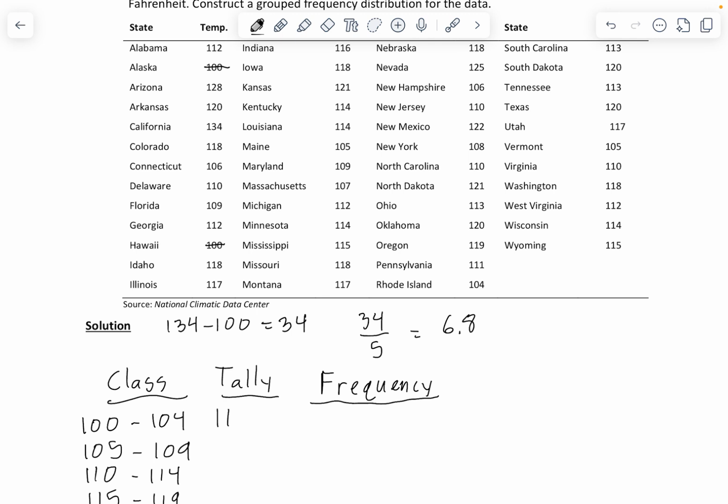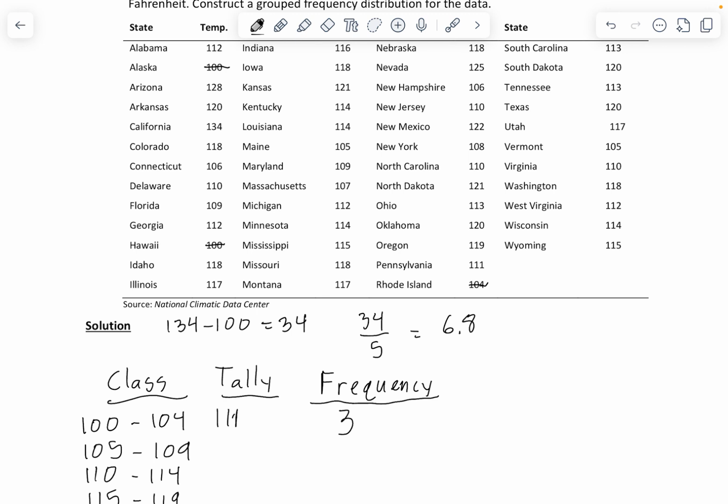Going through these, I see Rhode Island, another one. And it looks like that's it, so a frequency of 3. Then 105 to 109. We do the same thing: every time we see one, we cross it off and put a tally.